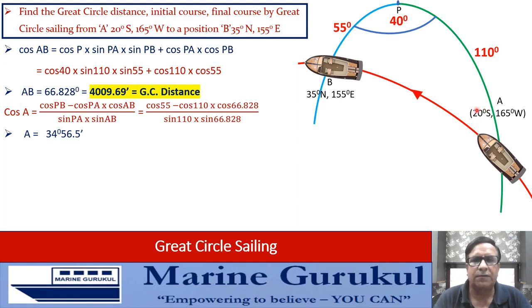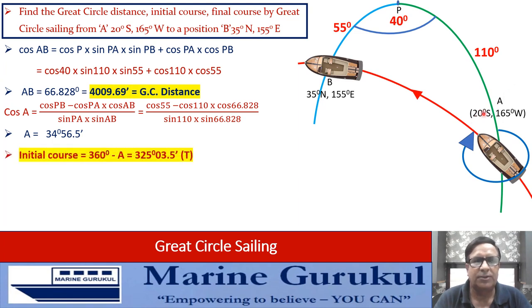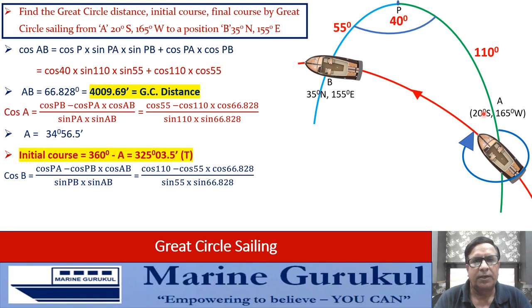We mark off the initial course at A clockwise from north at A, and I'm sure we'll agree that this represents the initial course. And now it leaves no doubt. The initial course is equal to 360 minus calculated angle A. So the initial course shall be 360 minus angle A, that is 325 degrees 03.5 minutes true. We rewrite the cosine formula now, but this time for B, and we put the values and we get the angle B, which is this angle, as 138 degrees 55.6 minutes.